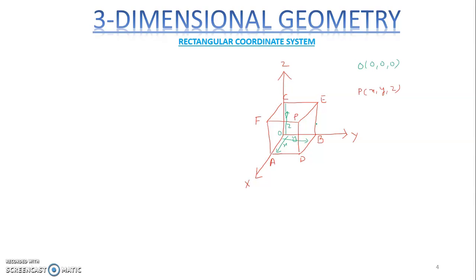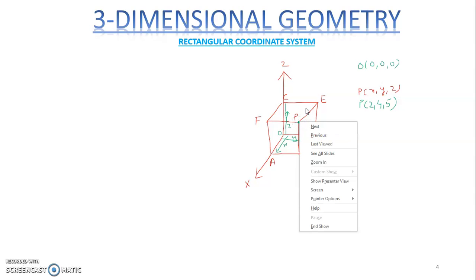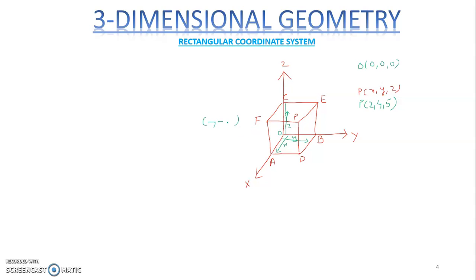Now suppose I'm taking P as 2, 4, 5, and the question says you have to tell the coordinates of F. This P point has coordinates 2, 4, 5. Question says find the coordinates of F. Now you see, first you can write that it will have 3 coordinates, with commas, students, and these 3 blanks.